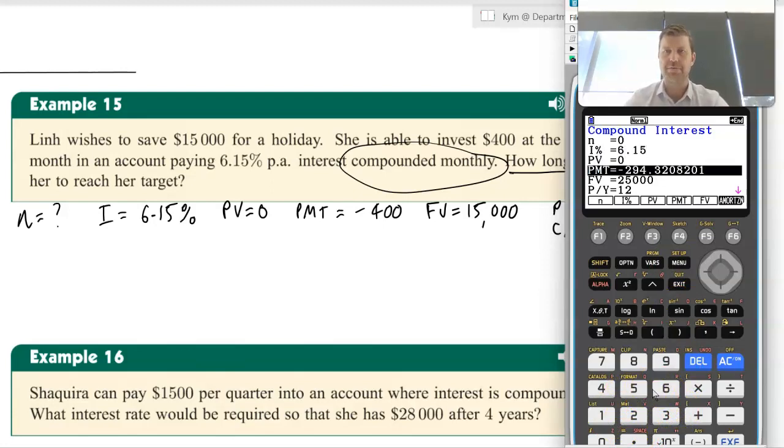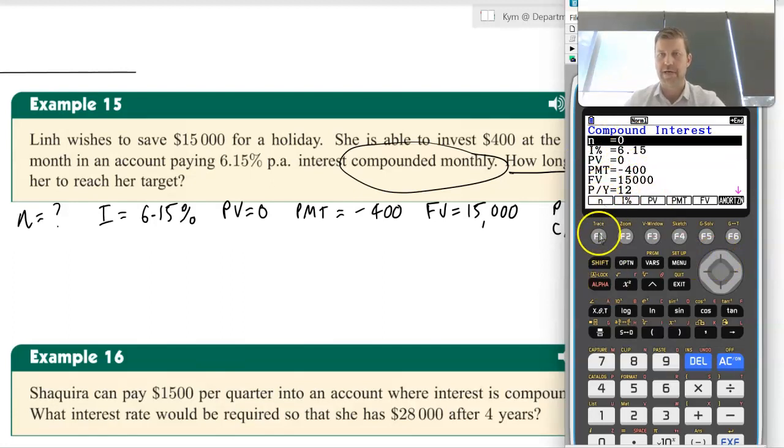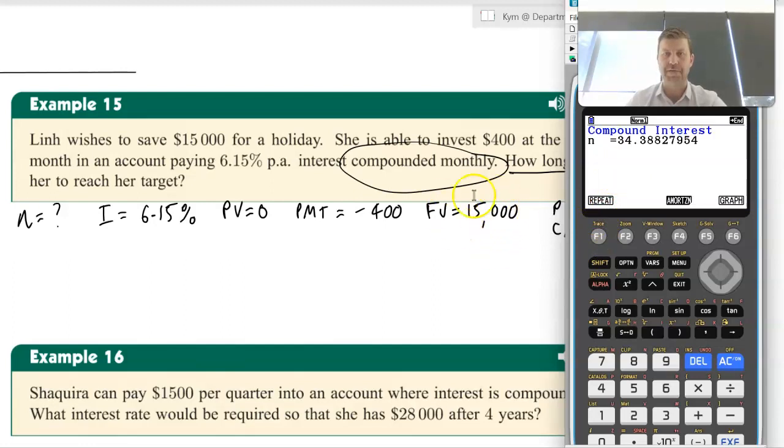Present value 0. PMT here minus 400. The future value we want it to reach 15,000. And PY and CY will both remain as 12. Here we are asking it to calculate, as I said, N. So here, F1, calculate N for us. Tells me the number of compounding periods in order to achieve $15,000 based on depositing $400 every month at 6.15%.